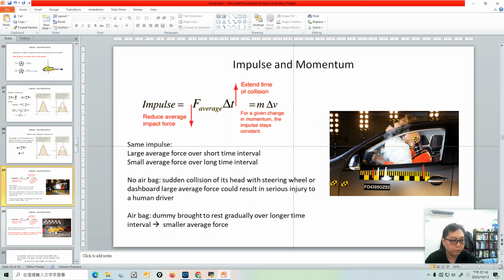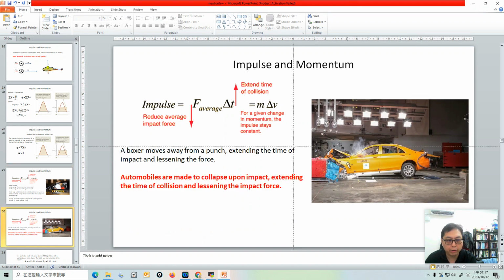Also, the same concept: some cars are designed with a crumble area, or collapse area. This crumble area also extends the time of a collision. If you extend the time of collision, it will reduce the average force when your car crashes into an object. This makes you safe. So the concept of impulse is really used in daily life.